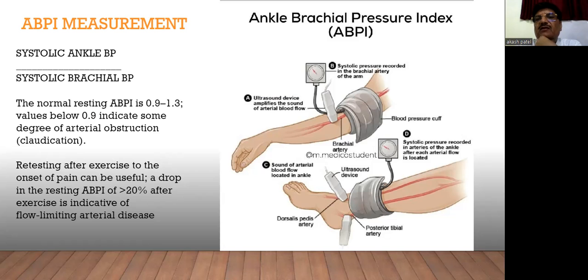The systolic blood pressure is recorded in the brachial artery of the arm, and the ultrasound device or Doppler detector is put below the cuff distally, and you take the measurement. Similarly, it is done at the ankle to measure pressure over the posterior tibial or dorsalis pedis artery. Each pressure is noted down, and then the ankle pressure index is calculated.